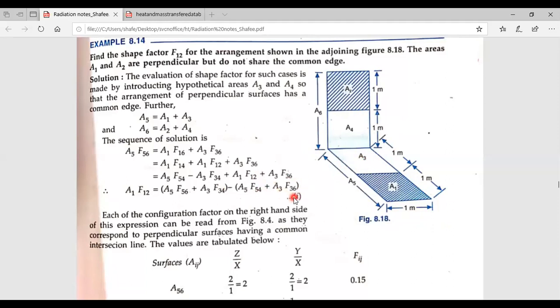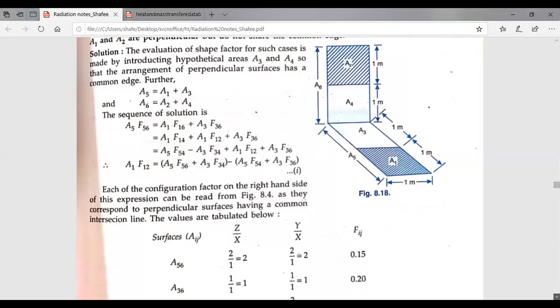And what about F36? So from 3 to 6. So this is the vertical big rectangle and a small rectangle. Again, it's a perpendicular rectangle. So I can find out F36, F54, F34, F56 using the tables or charts. Then finally, I'll be left only with F12, which is not at all connected with a common edge. I can find out the value of that particular problem.